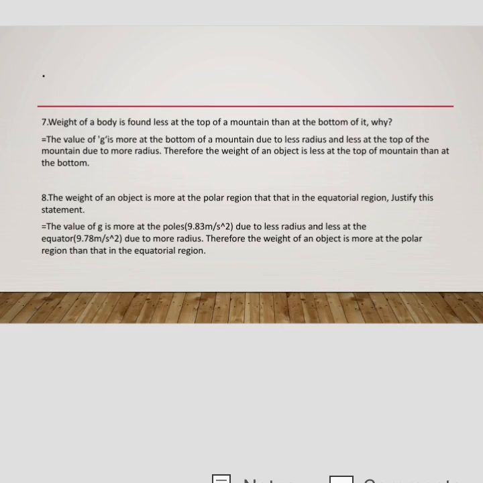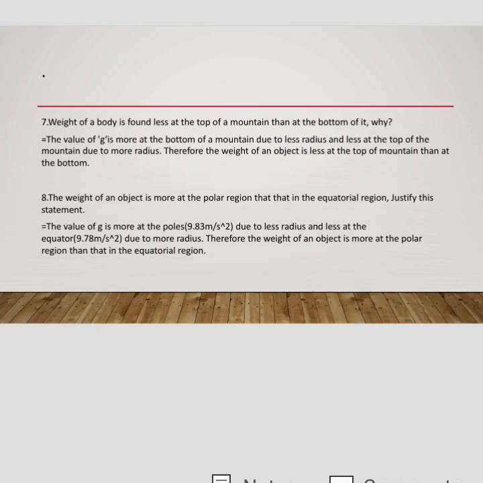As we know that g is inversely proportional to R square. The more the value of R, the lesser the g, and the lesser the value of R, the more will be the g. That's why the weight of an object is more at the bottom of the mountain. So simply we can write that the value of g is less at the top of the mountain due to more radius. As we know, W is directly proportional to g, so the weight of an object is less at the top of the mountain than at the bottom. So this will be very easy.